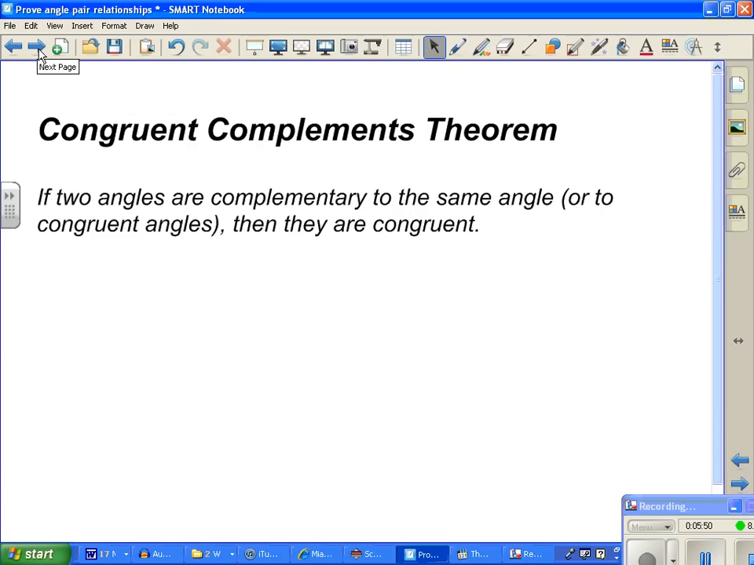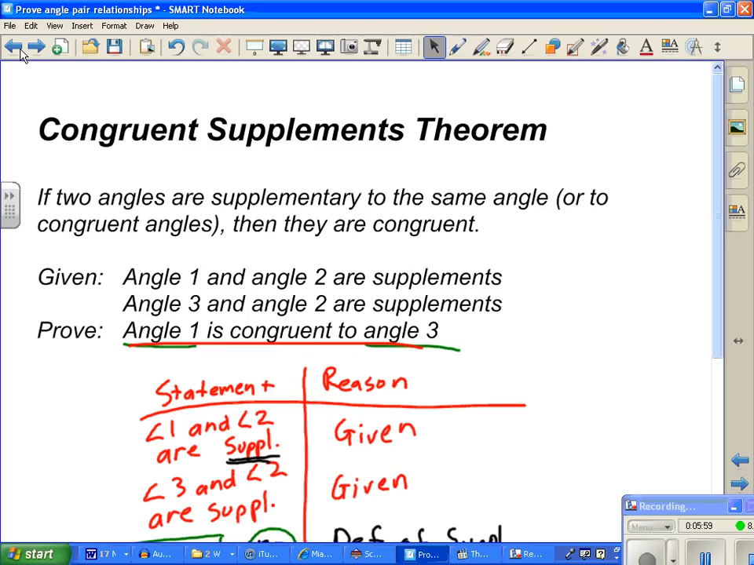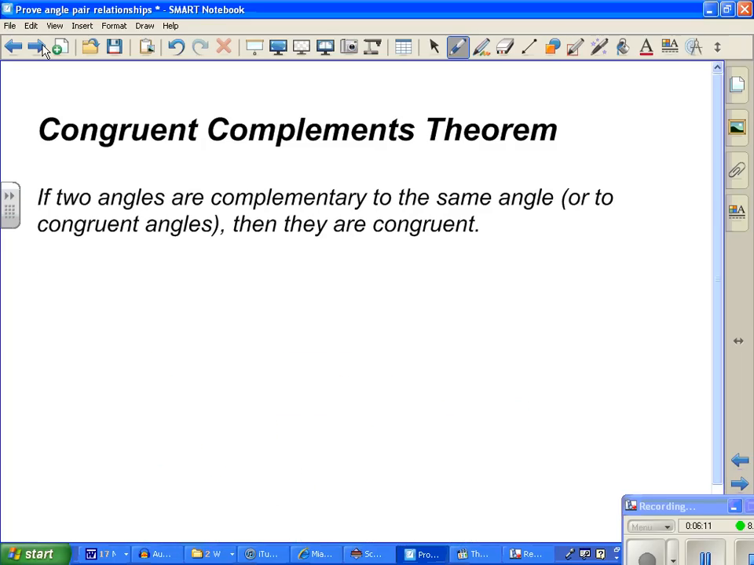Now, this congruent complements theorem. Two angles are complementary to the same angle or two congruent angles. Then they are congruent. This is basically going to be the same proof as back here, except angle 1 and angle 2 are now complements, and angle 3 and angle 2 are now complements. So I'd like you to try this one on your own. Okay? It's the same proof, same idea, except now angle 1 and angle 2 are complements. Angle 2 and angle 3 are now complements as well. Prove the same thing. Okay?